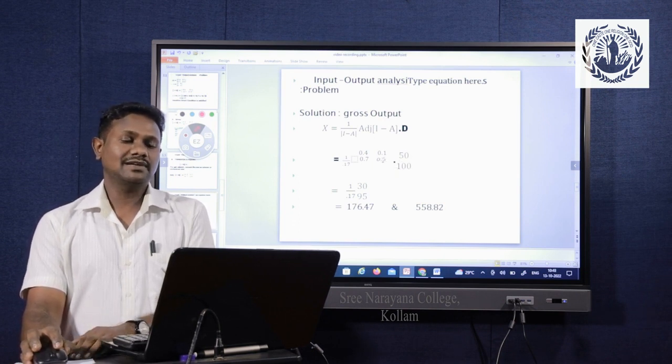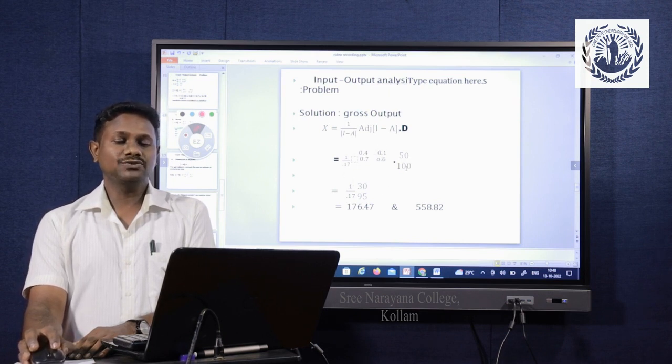Put these values into the final solution. 0.4 into 50 plus 0.1 into 100, that is a value of 30. 0.7 into 50 plus 0.6 into 100, that is a value of 95. So 1 by 0.7 and adjoint into demand, that is 30 and 95. Then 30 by 0.7, the answer is 176.47. 95 by 0.7, the answer is 558.82. This is the final output of steel, and this is the final output of coal.